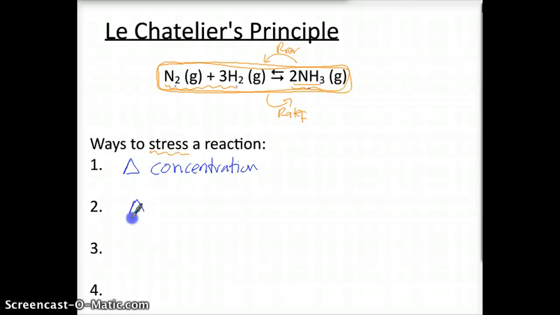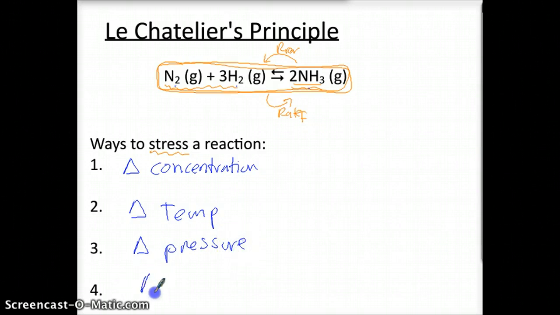We could also change the temperature. We could either heat it up or cool it down. Doing that's going to affect the reaction. We could also change the pressure. We could increase or decrease the pressure. And finally, we could also change the volume. If we change the volume of the system, if it's gases, then that's going to affect the system as well. So these apply for systems with gases only.